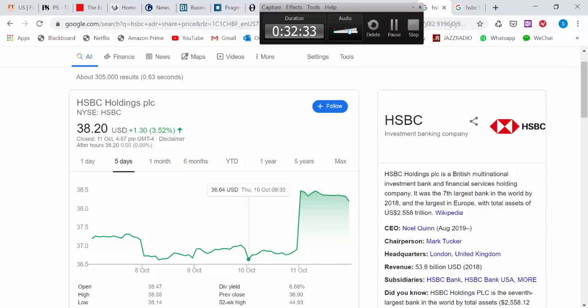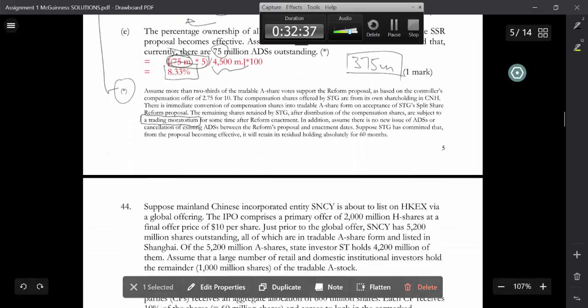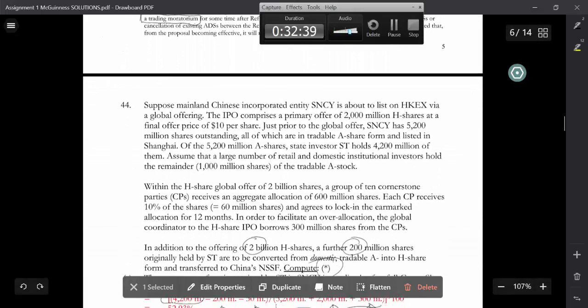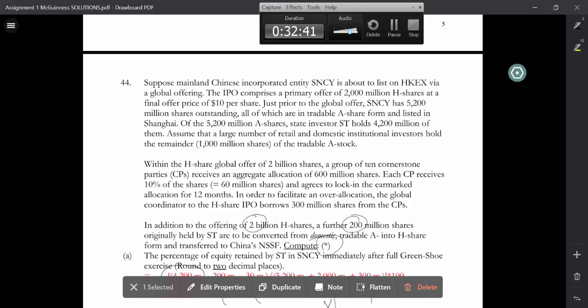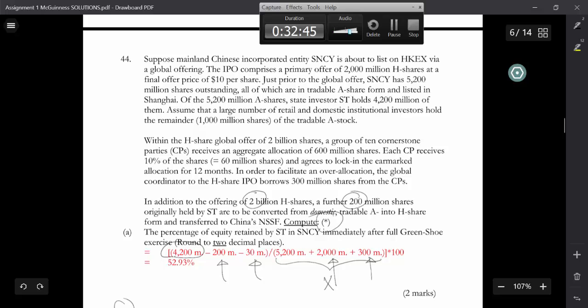All right. Okay, let me get on with this one. I want to look at 44. Now, maybe you can spend time reading it.